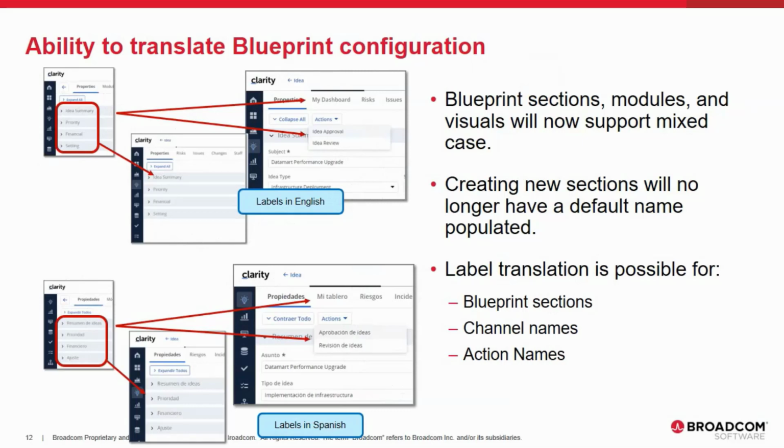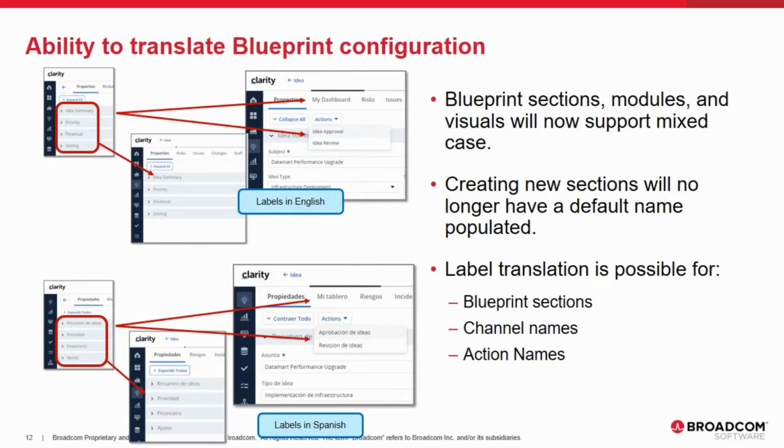In addition, we are also going to now support the mixed case within the blueprint sections. In the prior release, anytime a section was created in the blueprint, the section name was always uppercase. Now the users have the option to create a section with mixed case, so upper and lowercase, or only lowercase if they want to do so.